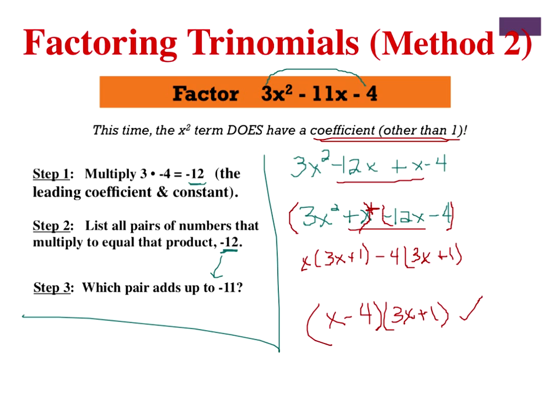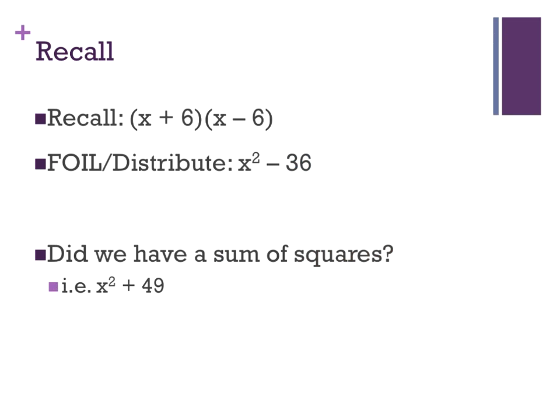Okay, so that's factoring trinomials. We've looked at it where we have a coefficient of 1 and a coefficient other than 1. So lots to do with factoring so far. We have just one more topic to talk about, and that is looking at the idea of difference of squares. Okay, and this is again just a recall.